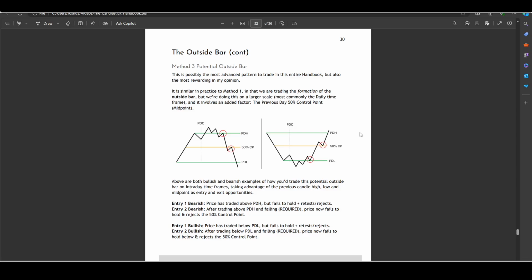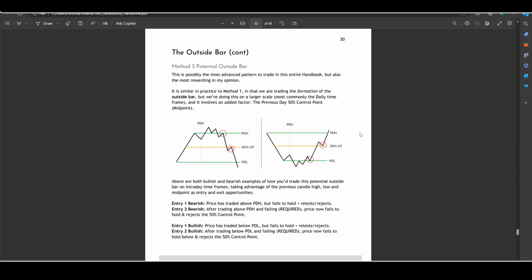Method 3, the potential outside bar. This is possibly the most advanced pattern to trade in this entire handbook, but also the most rewarding in my opinion, and you'll see why. This is where a lot of Leeland's biggest percentages come from. Everybody's always excited when he posts those, but he doesn't get them all the time, and that's because these don't happen all the time, and they're very hard to go after, and you'll see why here in a second.